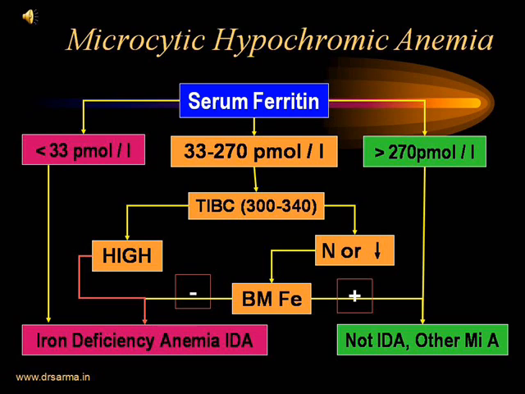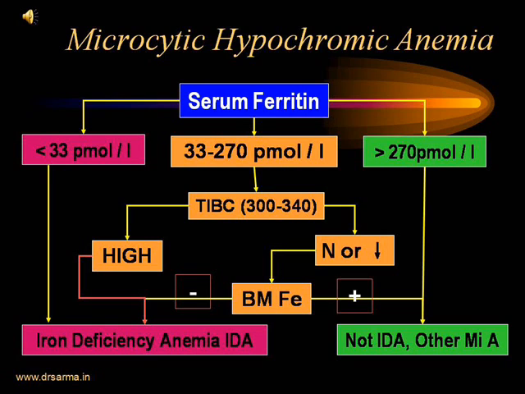Okay, the other scenario would be serum ferritin is 33 to 270, that is, the normal range, and total iron binding capacity is also in the normal range or decreased. In such a case, we need to do another test called bone marrow iron. Bone marrow iron is done by using Pearl stain. If the bone marrow iron is absent, then it is iron deficiency anemia. If the bone marrow iron is present, it is not IDA, but other causes of microcytic anemia have to be looked into.